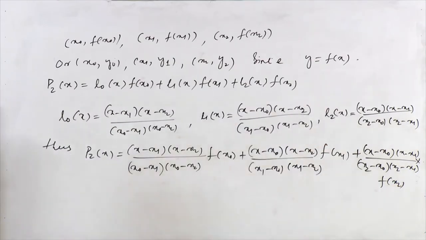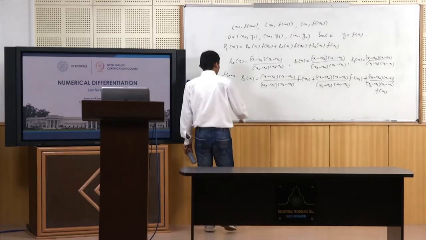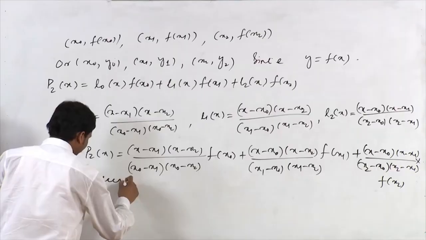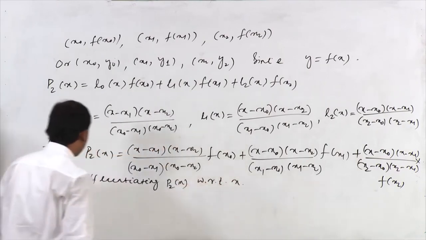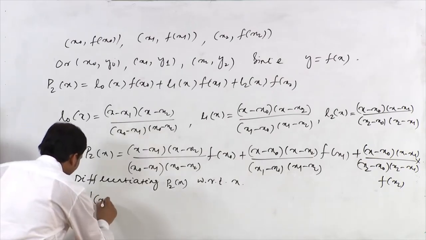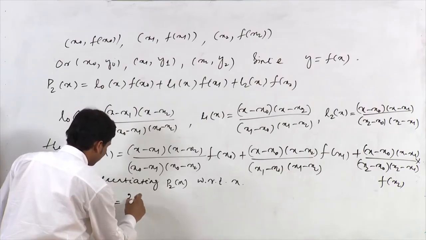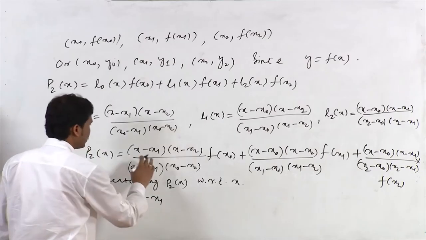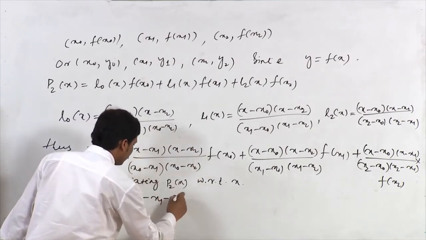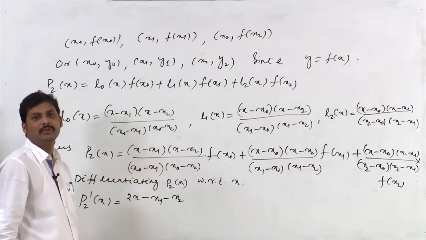So, if you write this polynomial in this form, then we can easily evaluate the derivatives of this polynomial p2(x). If you differentiate p2(x) with respect to x, we can write this differentiation as p2 dash x. For the first product, x square gives 2x, then minus x1 from the product, and minus x2 from the product. And the last term, x1 x2, is a constant, so its derivative will be 0 here.